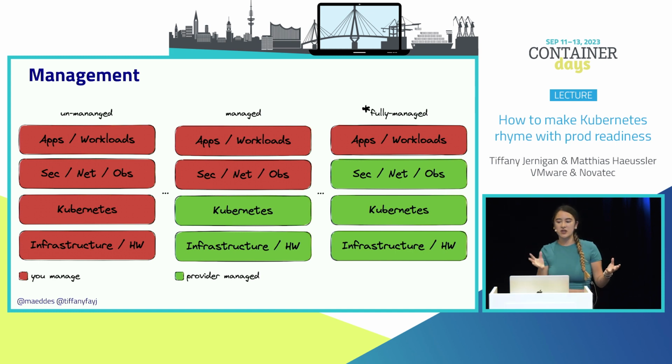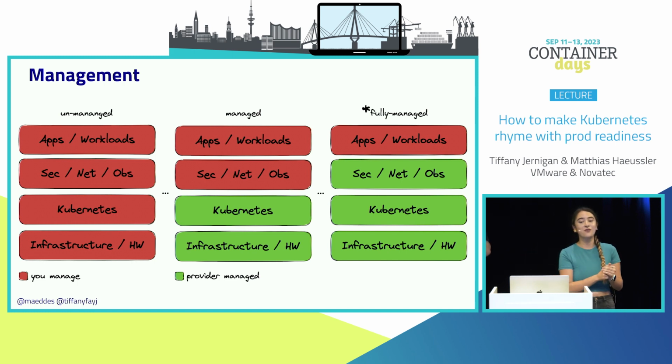It just depends on what you specifically need, and how you want to spend the time and money that you have on people, whether it's focusing on applications or working on infrastructure. So everything in red is stuff that you are managing. If you have unmanaged, you are managing all of that yourself. If you have managed, then a provider of some sort will be managing your infrastructure, like the hardware and Kubernetes itself, and you still have to deal with the security, the network, observability, and your applications and workloads.